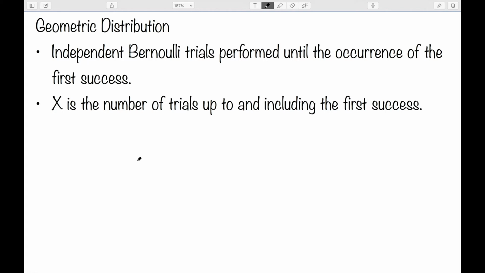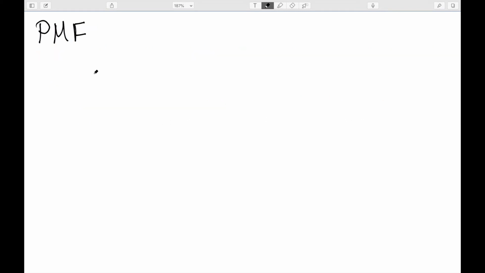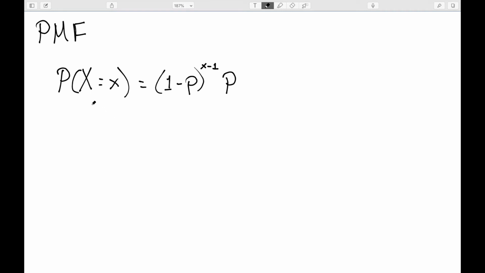In this case, our random variable x is the number of trials up to and including the first success. And the probability of success on each independent trial is going to be p. So let's figure out the PMF, the probability mass function, for a geometric distribution. The probability that our random variable is equal to x is (1 minus p) to the x minus 1 times p. So we have x minus 1 failures, and then we have 1 success, since our first success is on the very last attempt. So we count up the number of failures we need, and then our 1 success.